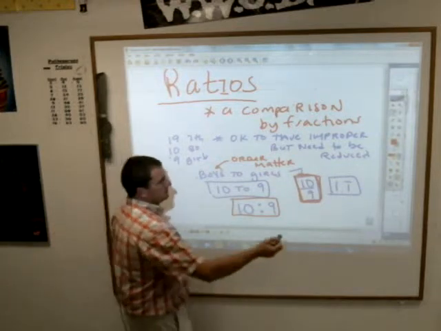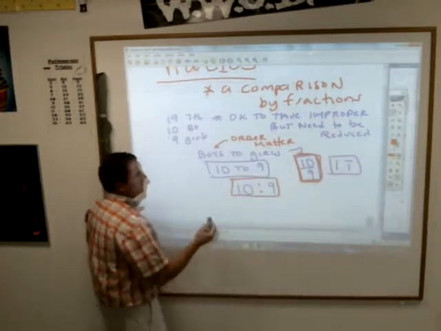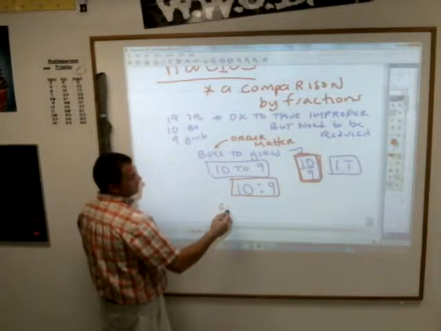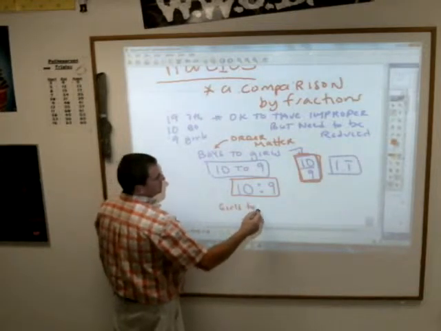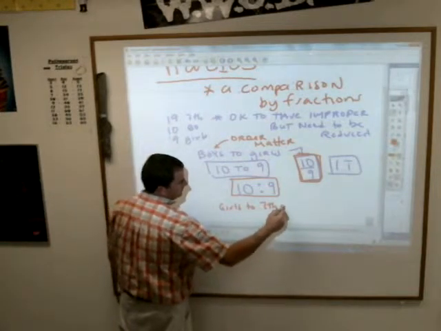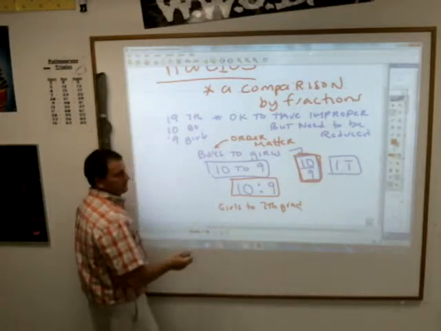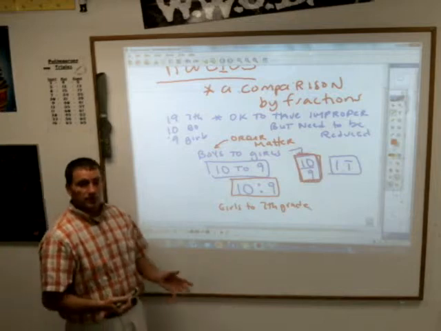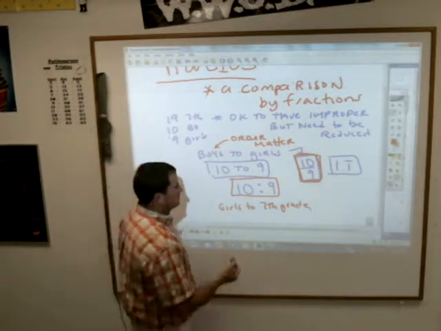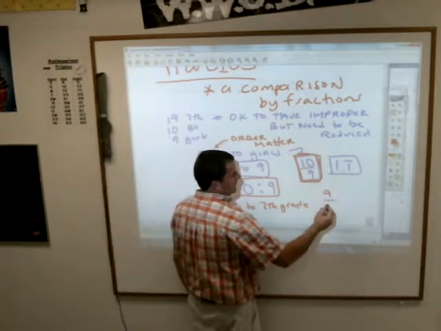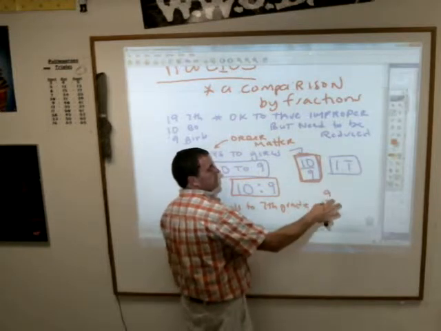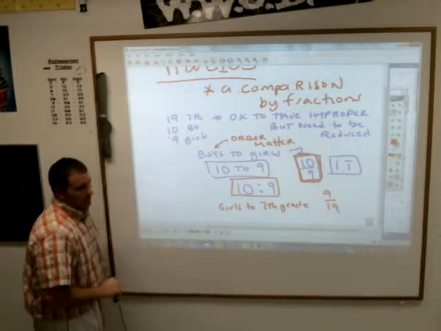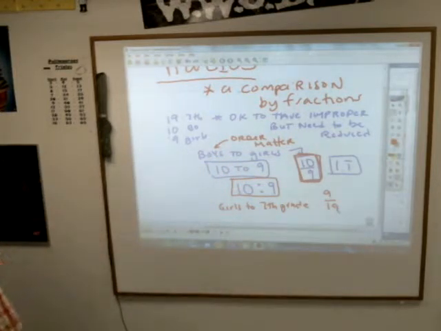If I change this and I asked you of the ratio of girls to 7th graders, what would be the fraction I would use for that? How many girls are there over how many 7th graders are there? Nathaniel? 9/19. Right, 9/19. It's a comparison of girls to total 7th graders. Ratios are relatively pretty easy sort of thing there, as far as that goes.